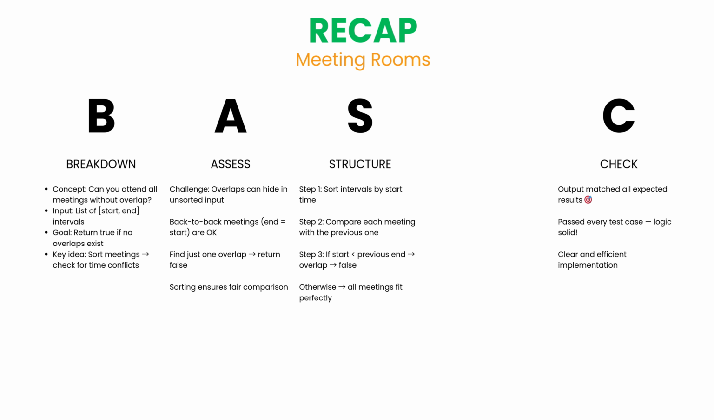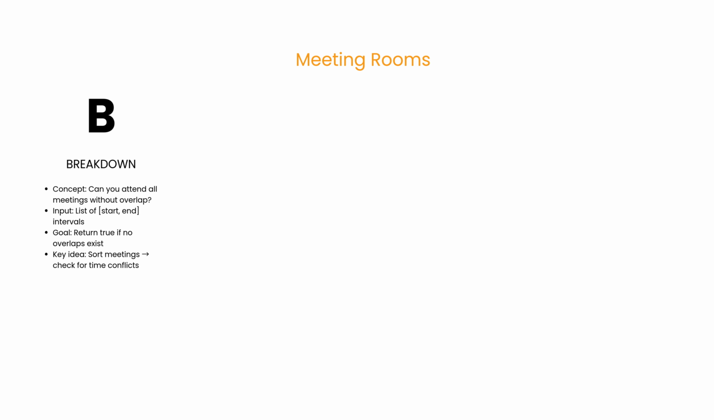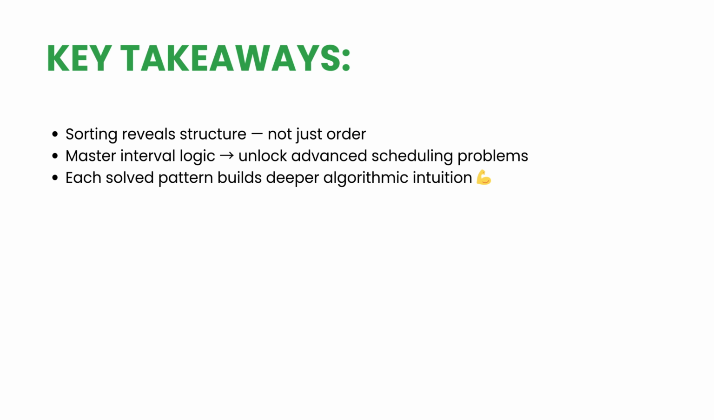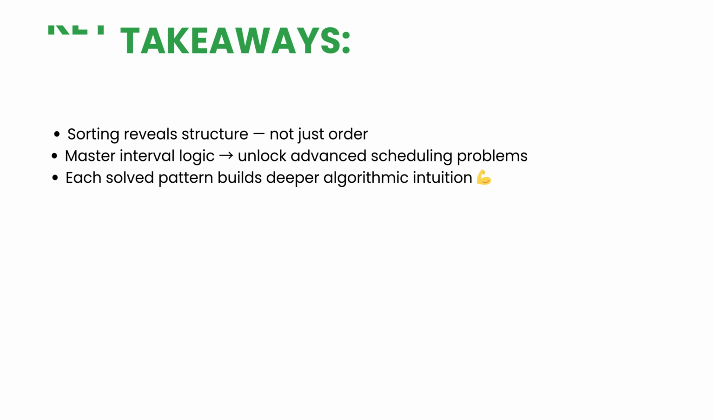The time complexity was O(n log n) for sorting, with only O(1) extra space. Closing insight. The big takeaway? Sorting is your best friend in interval problems. Once your data is ordered, detecting overlaps becomes a simple linear scan, turning what looks complex into something elegantly straightforward.